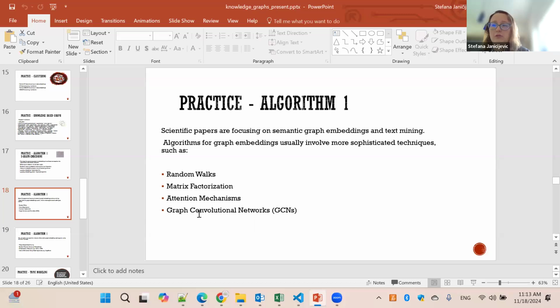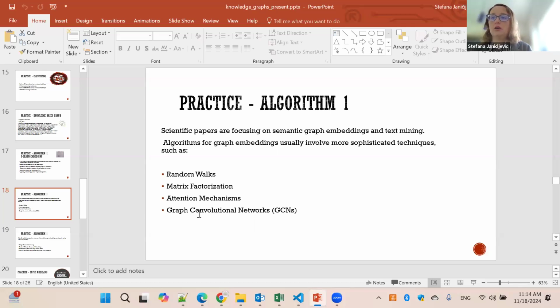Algorithm 1: scientific papers focus on semantic graph embedding and text mining. Algorithms for graph embedding usually involve more sophisticated techniques such as random walks, matrix factorization, attention mechanism, and graph convolutional networks. These 4 are, let's say, pillars for this kind of semantic recognition. Random walk methods like DeepWalk or Node2Walk use random walks on the graph to generate node sequences, which are then used to learn embeddings. Matrix factorization techniques such as graph factorization use matrix factorization or decomposition. I hope we all remember what matrix factorization is, and we are dealing with an adjacency matrix or similarity matrix.